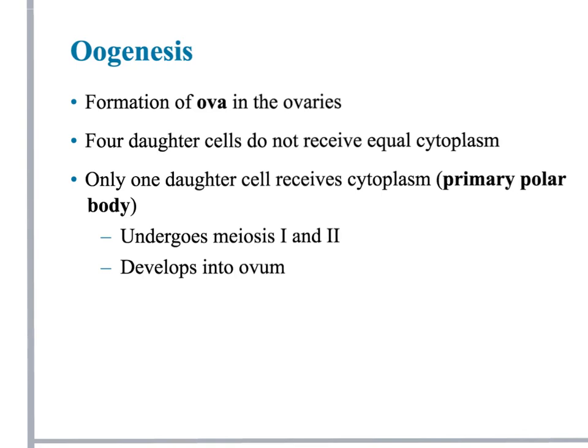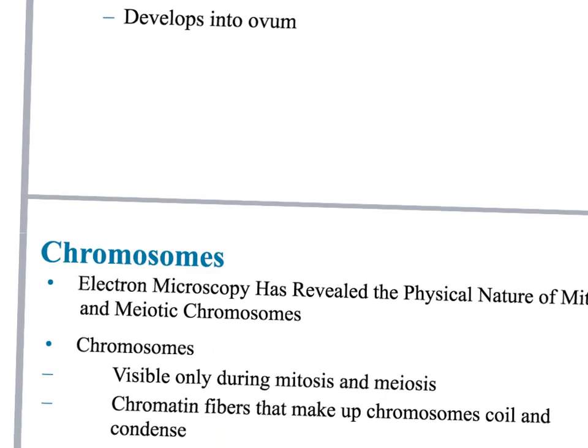And then oogenesis is the formation of ova in the ovaries, and it results in 4 daughter cells that do not receive equal cytoplasm. Only one daughter cell receives the cytoplasm, and the primary polar body undergoes meiosis 1 and 2 and then develops into the ovum.